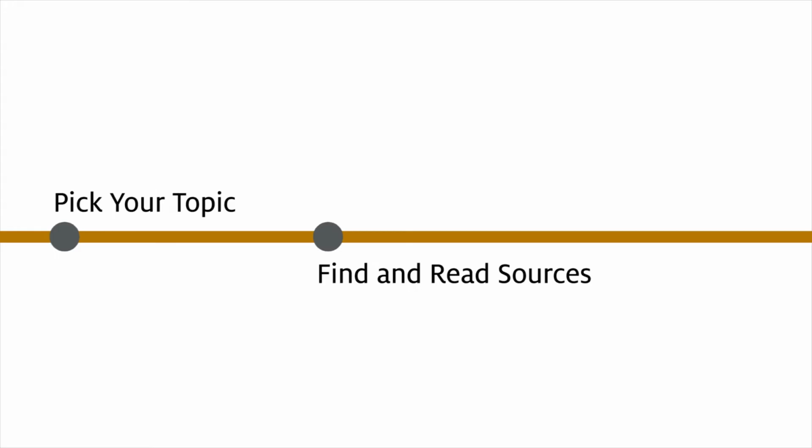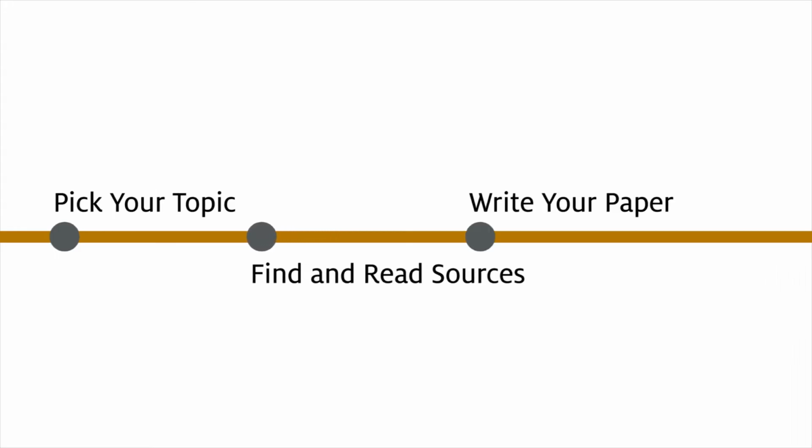You may think writing a research paper is a straight line path. You need to pick a topic right away and stick with it. Then you can move on to finding sources and reading through them. And once you have all your sources, you can start writing your paper.